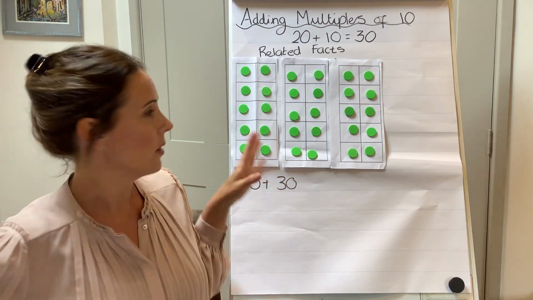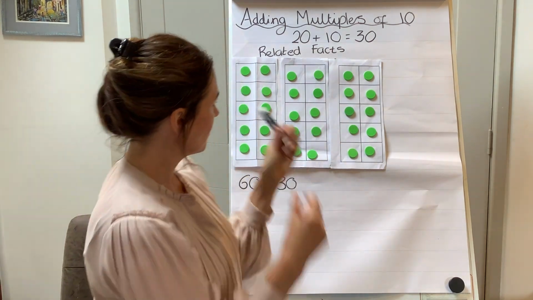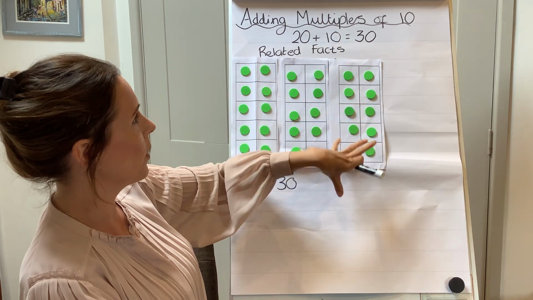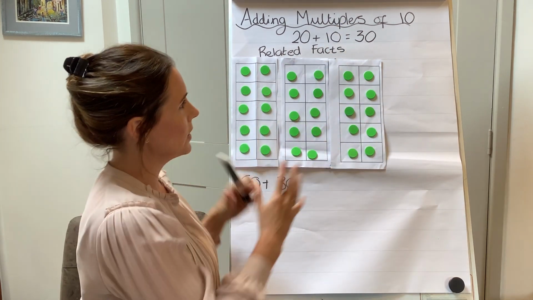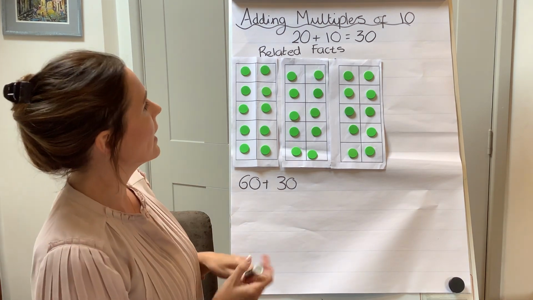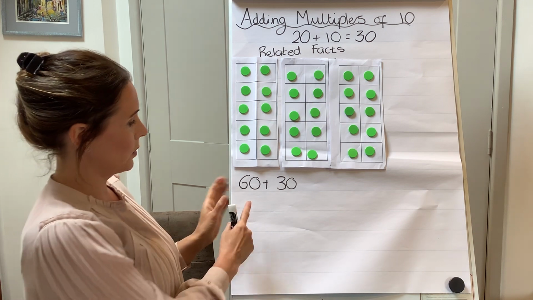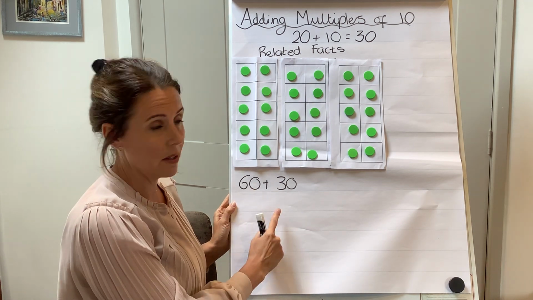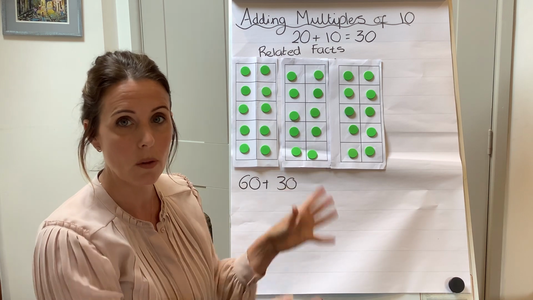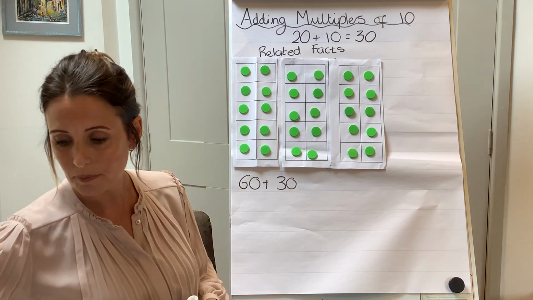Now here I've got 20 and 10. So I can see I've got 10, 20 and 10 more is 30. So I can add using the tens frames. The only problem with the tens frames is that if we go on to bigger numbers, such as say if we want to do 60 add 30, then we'd have to use lots of tens frames. It'd be quite fiddly and quite time consuming. So it's not the most efficient way of doing it.